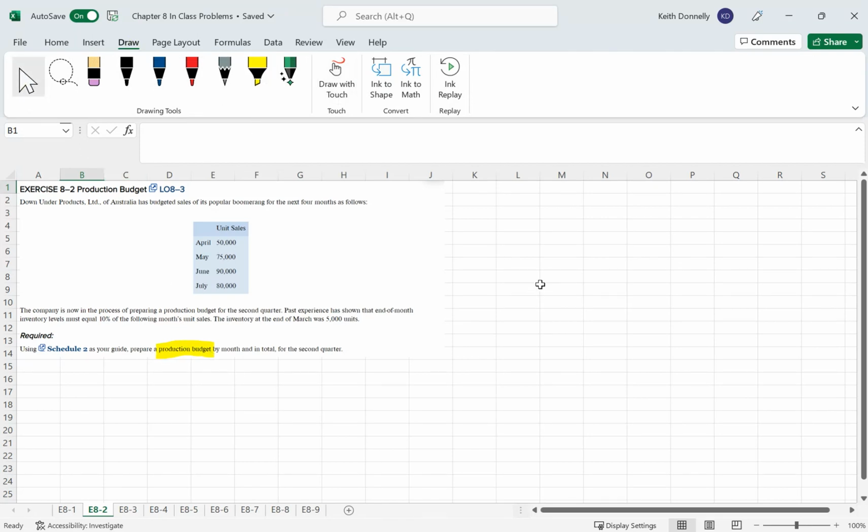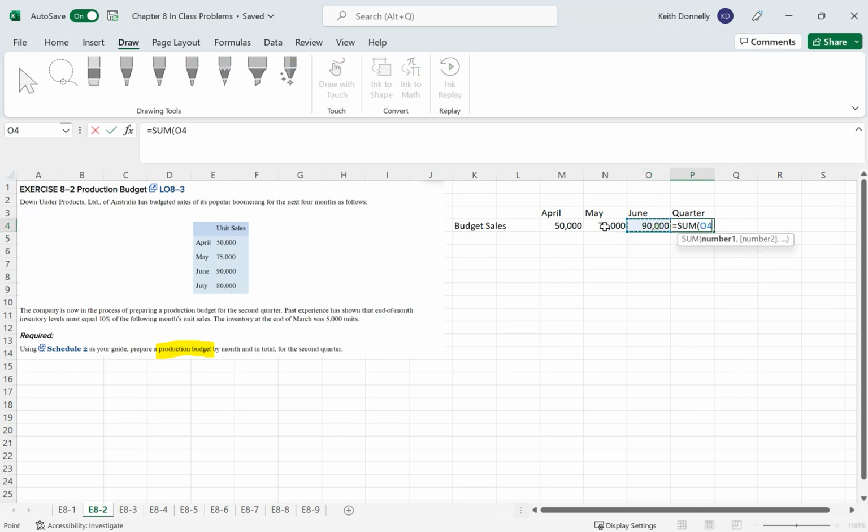So what they want us to do here is prepare a production budget. Again, what we can do here is we can have April, May, June, and then for the quarter in total. First thing we'll have in this case are our budgeted sales. We can snag that information right from that chart. 50,000, 75,000, 90,000, and then we'll just add them up. For the quarter, 215.